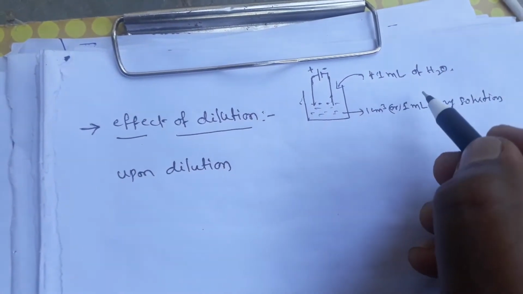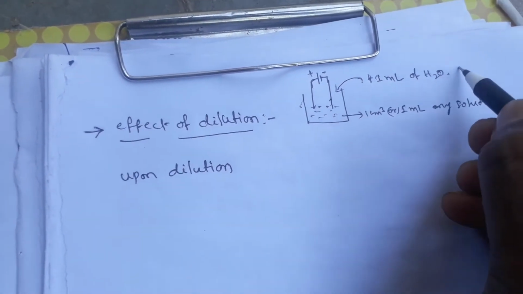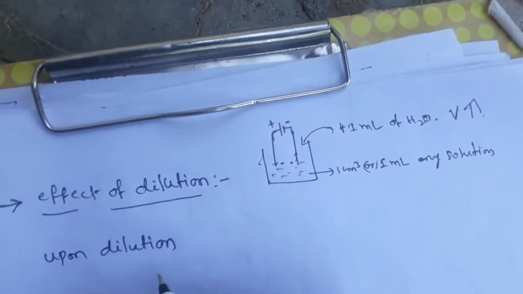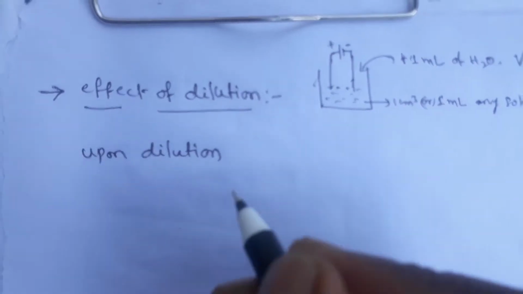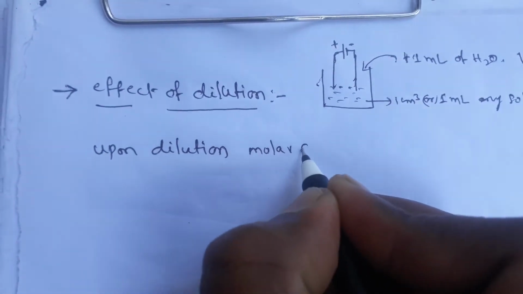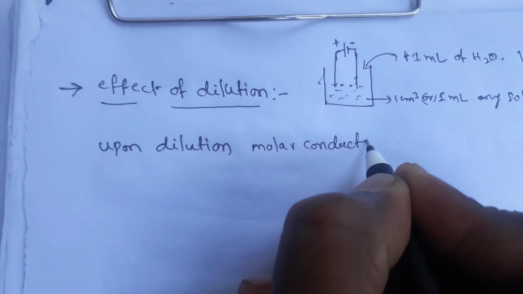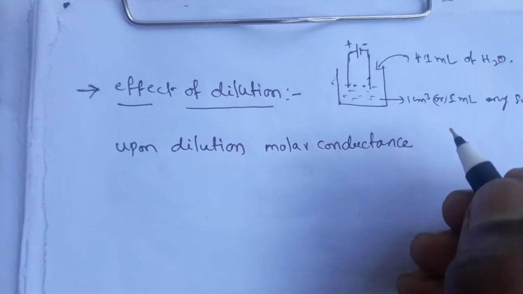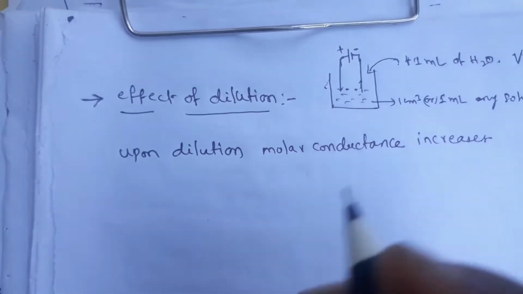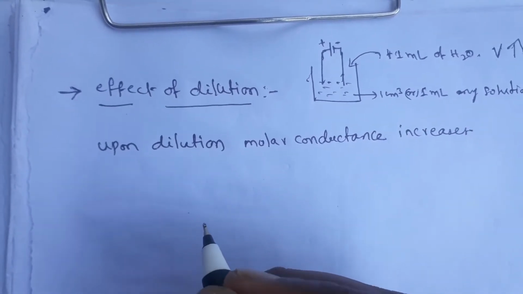So here dilution is increasing, that means volume will increase. So if volume increases, what will happen here? Upon dilution, molar conductance increases. Obviously it will increase, right? So how will the molar conductance increase?